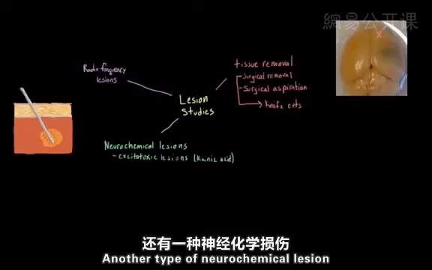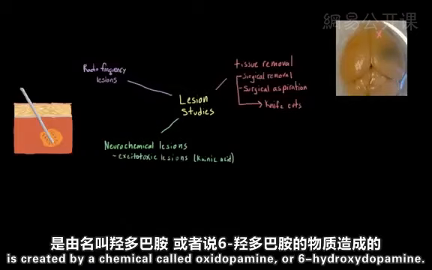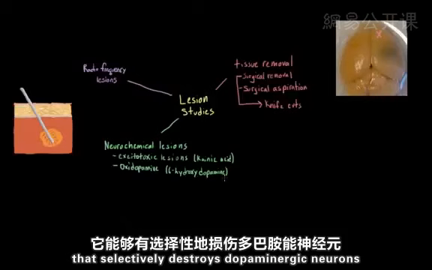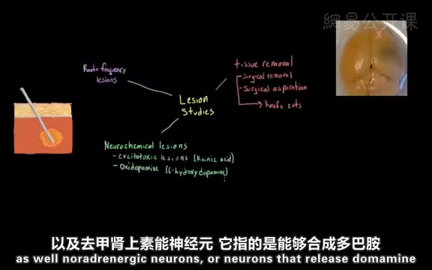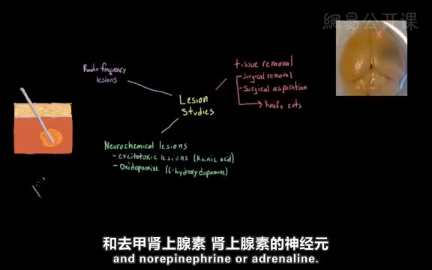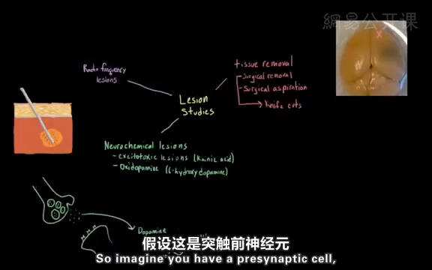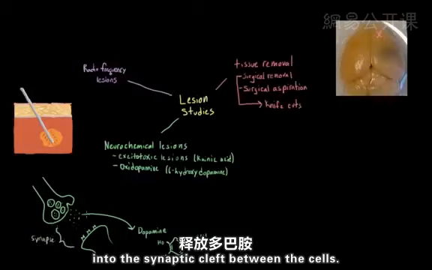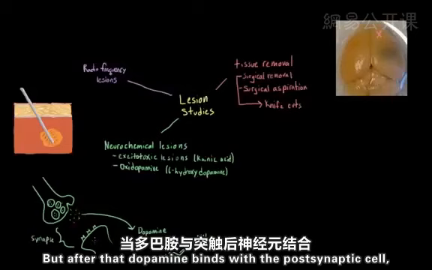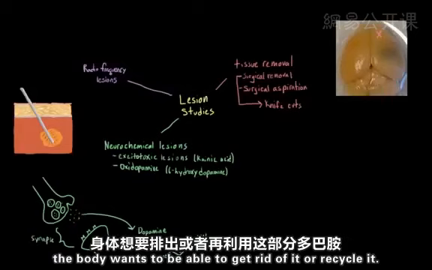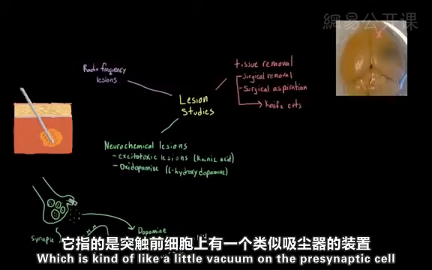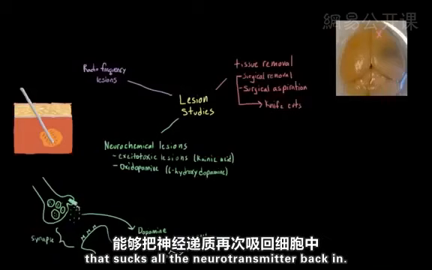with simple knife cuts. Another type of neurochemical lesion is created by a chemical called oxydopamine, or 6-hydroxydopamine. This is a really useful chemical that selectively destroys dopaminergic neurons, as well as noradrenergic neurons, or neurons that release dopamine and norepinephrine, noradrenaline. So imagine we have a presynaptic cell, and that cell is releasing dopamine into the synaptic cleft between the cells. But after that dopamine binds with the postsynaptic cell, the body wants to be able to get rid of it or recycle it. One of the ways it does this is through a process called reuptake, which is kind of like a little vacuum on the presynaptic cell that sucks all the neurotransmitter back in.